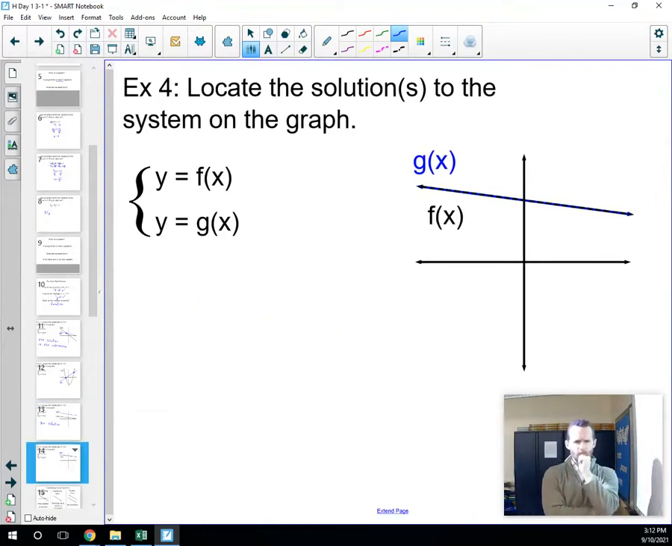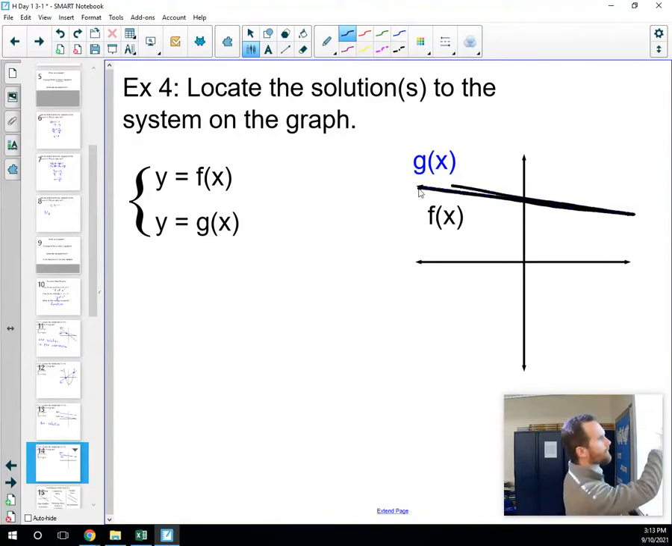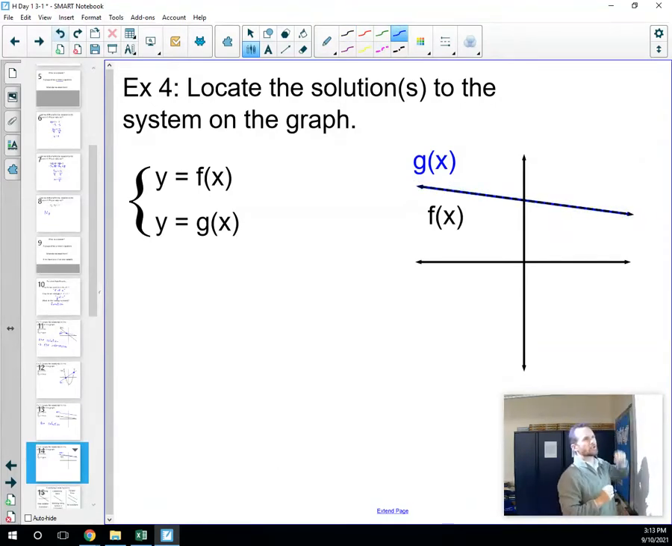Now, example 4. It's the same question, locate the solutions to the system on the graph. And here it can be kind of tough to see. So we've got f of x, which is the black line right there. And we've got g of x, which is the blue line, also right there. So the question is, okay, if the solution is the intersection, where is that on this graph?